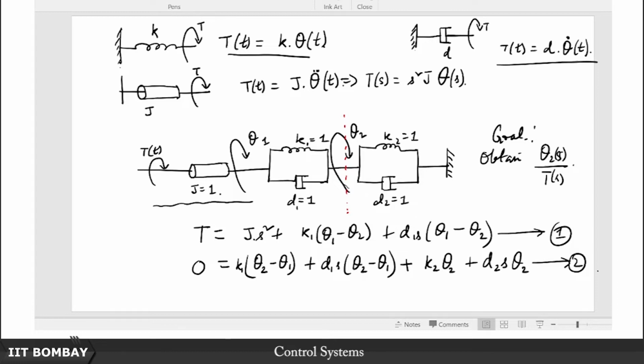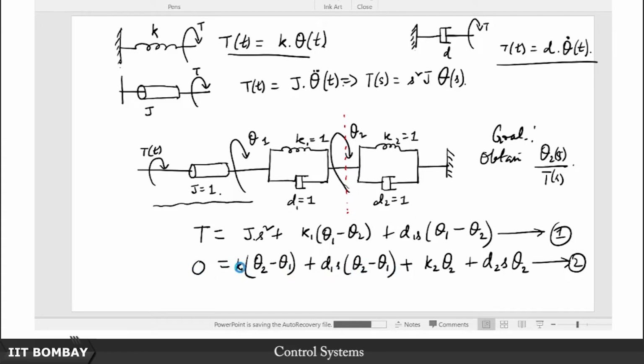Let me explain that equation a bit. Of course, I told you that there is no externally applied force here, or a torque here rather. Now instead what you could have written was, you could have taken the sum of this term and this term, which is k1 times theta 2 minus theta 1 plus d1 s times theta 2 minus theta 1. You could have taken these two terms and pushed them to the left hand side of this equation number 2.